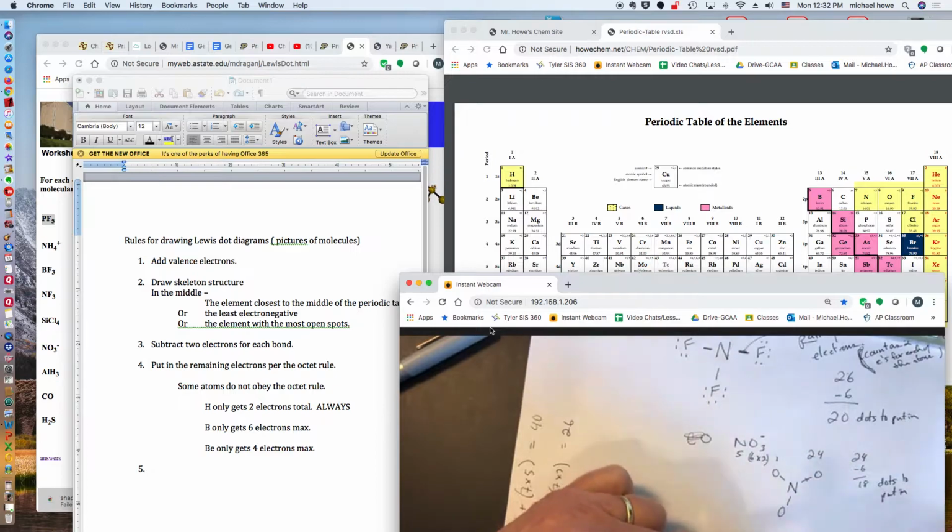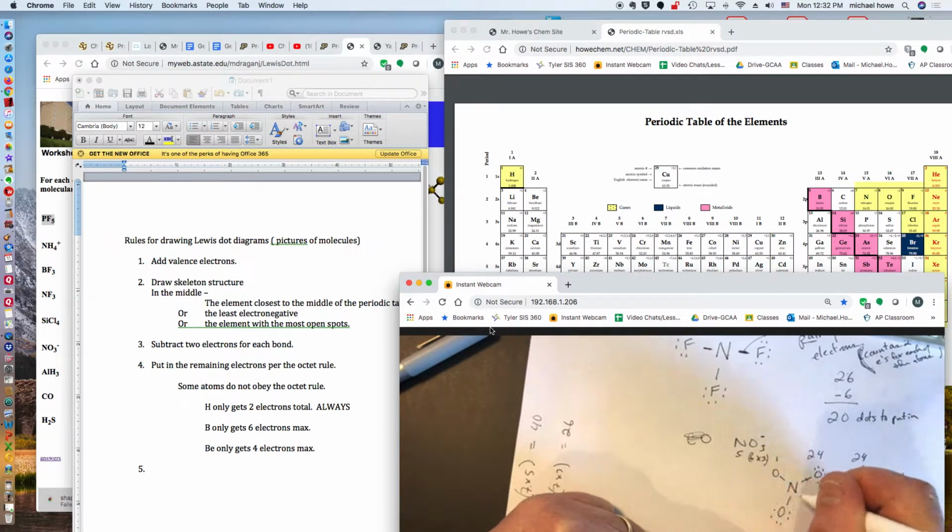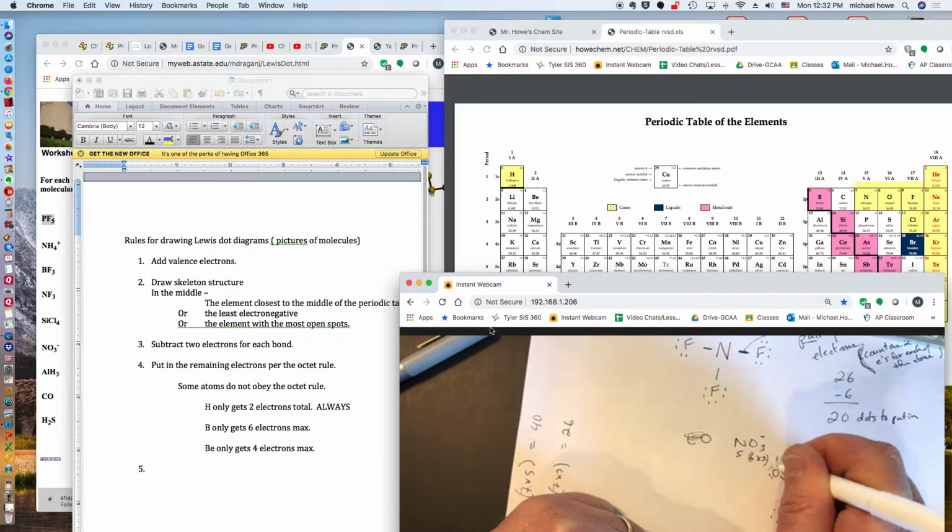All right, so the 18 dots would go 1, 2, 3, 4, 5, 6. 1, 2, 3, 4, 5, 6. That makes 8 around the oxygen. You see 2, 4, 6 plus these 2 make 8.